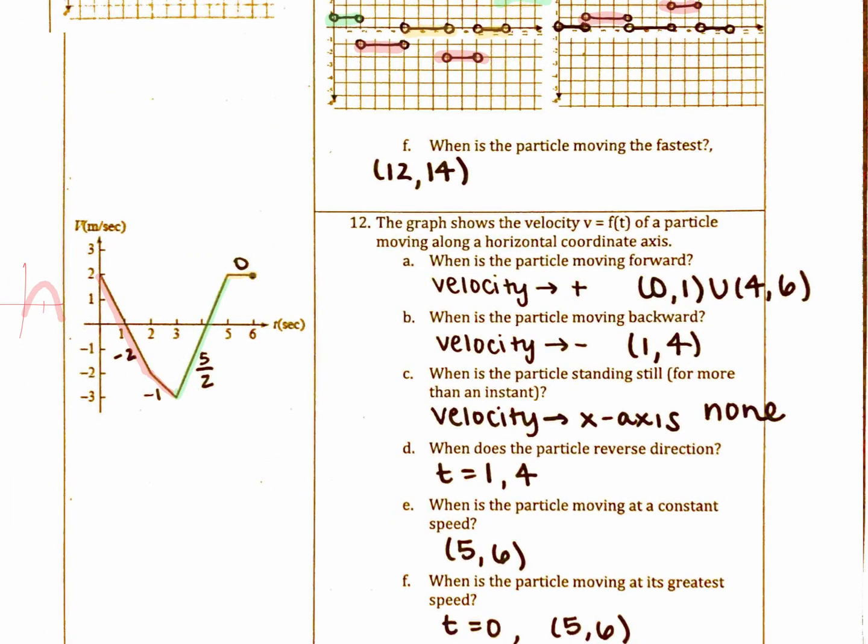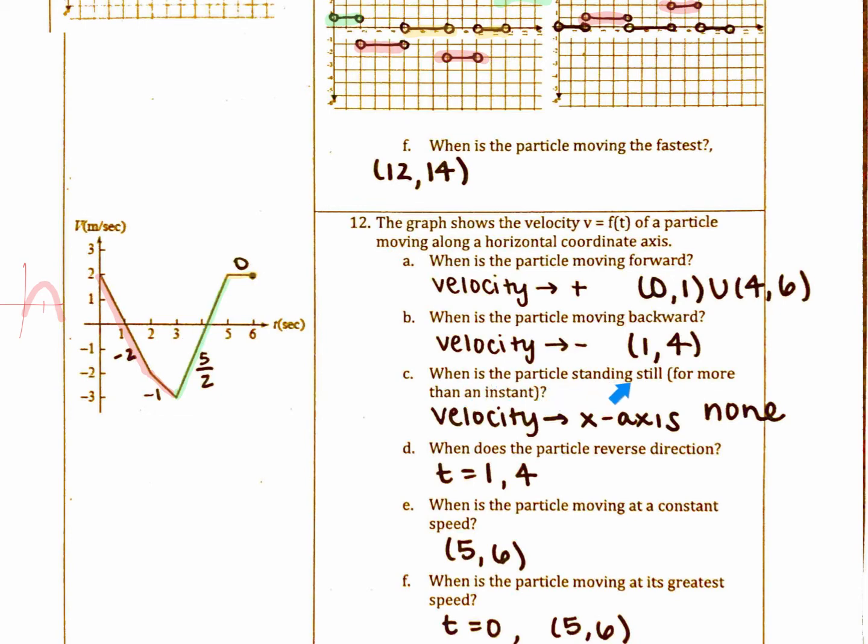When is the particle moving forward? Well, it's going to be moving forward anytime our velocity is positive. So above the x-axis, we have the first second here, and then from 4 and change to 6, so from here onward, we have a positive velocity. When is it moving backwards? Well, that's anytime our velocity is negative. So our velocity is negative from 1 all the way up till 4 point something.